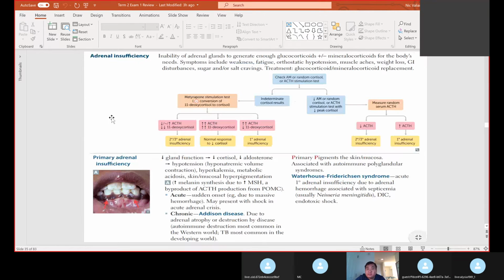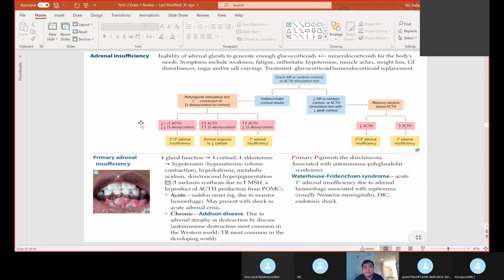What if you have a decrease in glucocorticoids and mineralocorticoids? You have adrenal insufficiency. They're going to describe it to you in the vignette. They're going to say weakness, fatigue, orthostatic hypotension, muscle aches, weight loss, GI disturbances, sugar and salt cravings, high yield. Don't forget that. How are we going to treat them? Glucocorticoid or mineralocorticoid replacement.